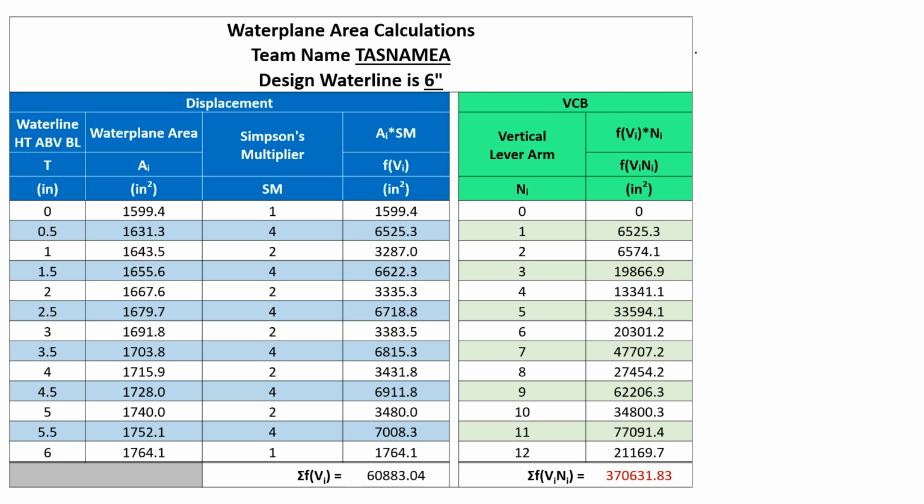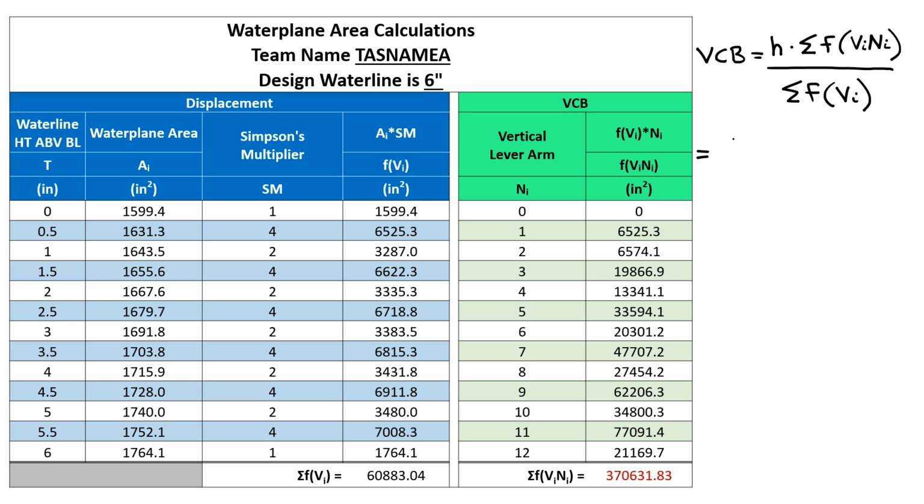My vertical center of buoyancy equation is equal to my waterplane spacing times my sum of my Simpson's multiplier times my waterplane areas times my vertical lever arm. And this is all divided by my sum of my Simpson's multiplier times my waterplane areas.